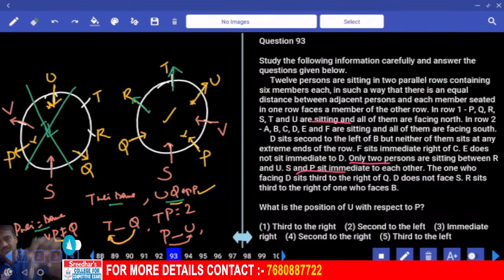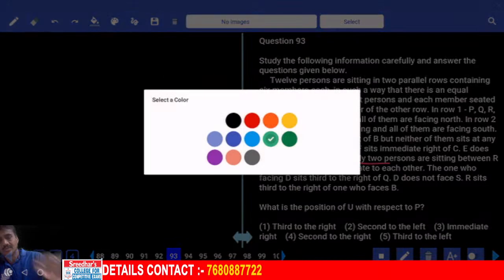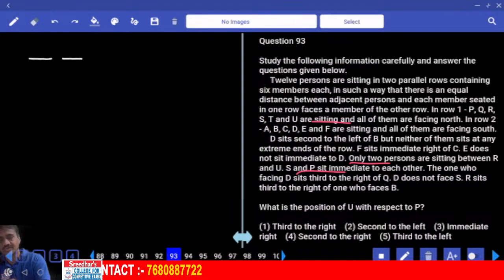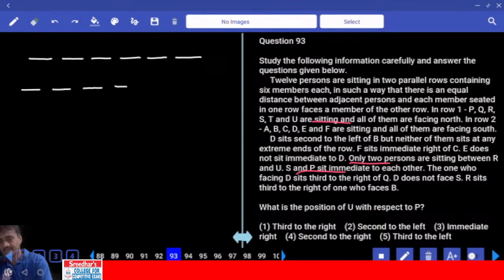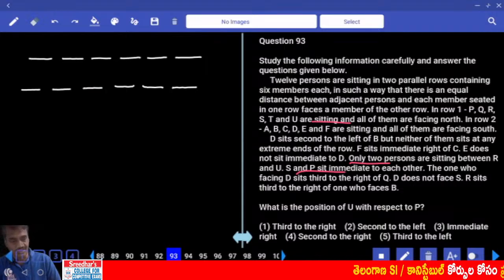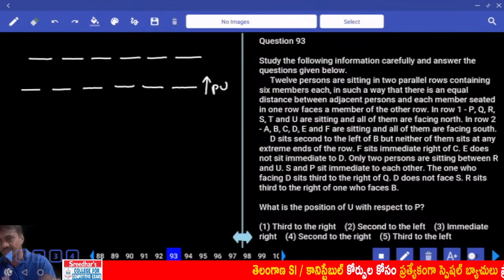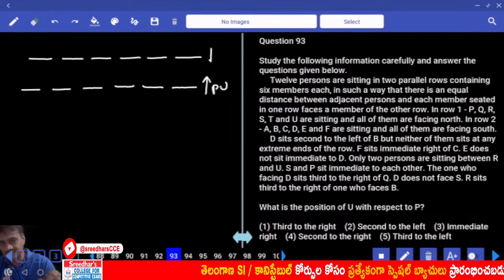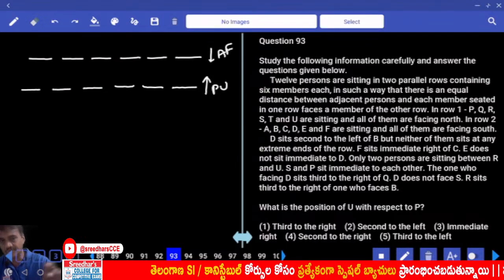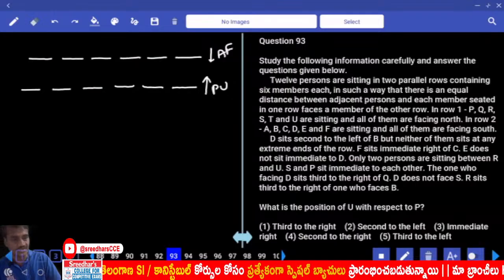Then coming back to this. Now there are 12 persons, 6 in one row and 6 in the other row. Then in row 1, P, Q, R, S, T and U, and all of them are facing towards which direction? North. P to U are facing north, and A, B, C, D, E and F are facing towards south.